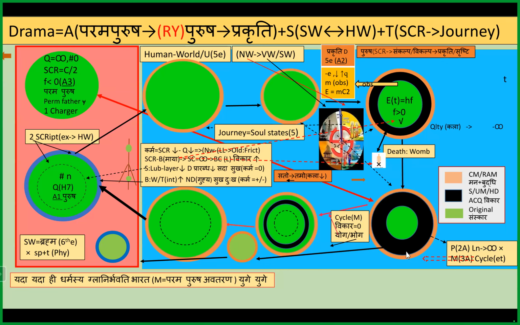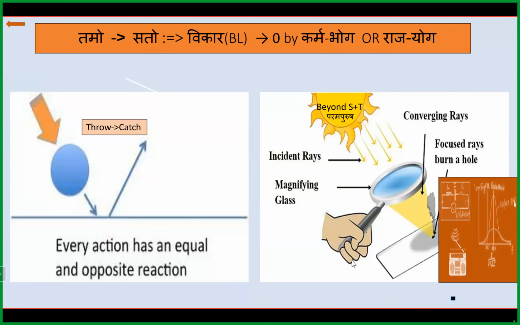So now we can see this is a cycle. Because of this advent of Paramatma, there is a cycle. If there is a cycle, this vikar has to become zero. Either we'll do it through yoga or through bhog. So let us understand the concept of yoga and bhog.